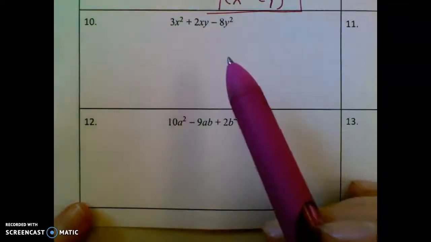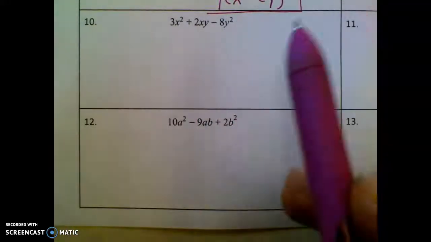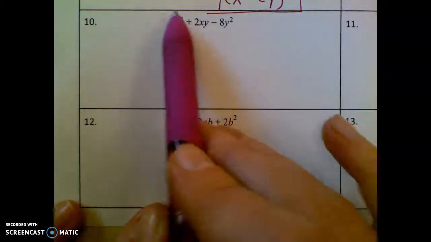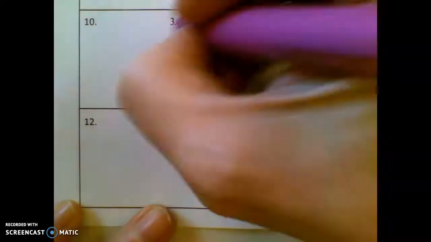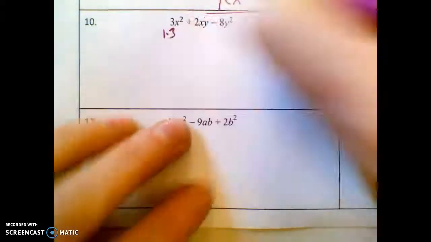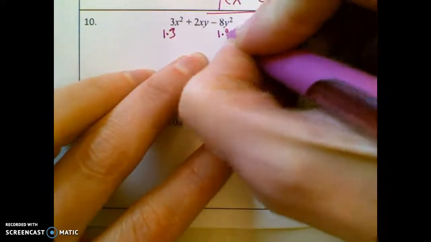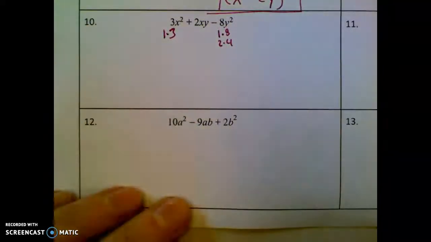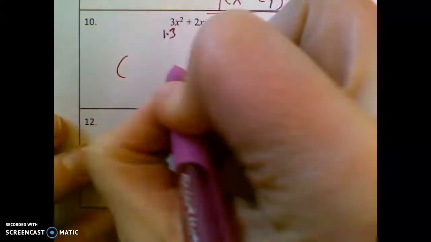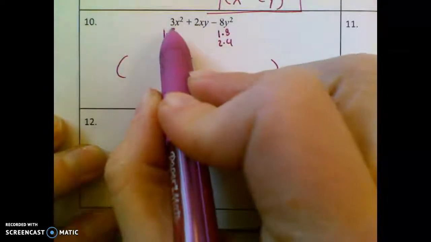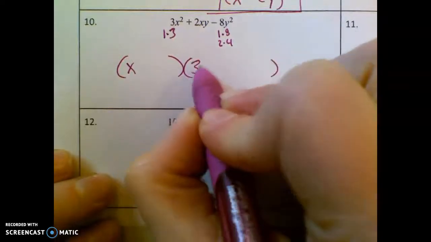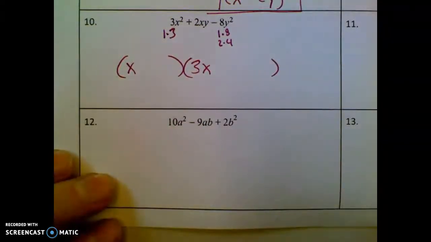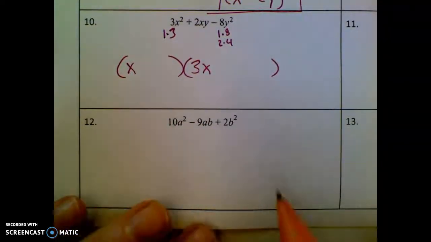Next, it's not a difference of squares, so it's a trinomial. But I don't have a leading coefficient of 1, so I cannot do the x method, so I have to do factor pairs of the first term and factor pairs of the last term. And then we're just going to guess and check. So, setting it up, how do I get 3x squared? Well, that's 1x times 3x. Then how do I get 8y squared?